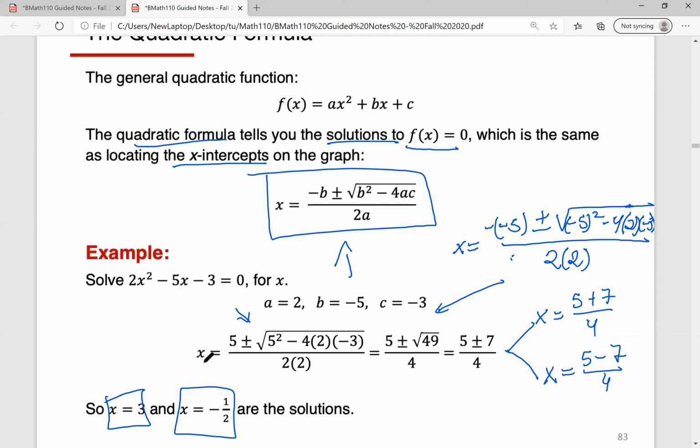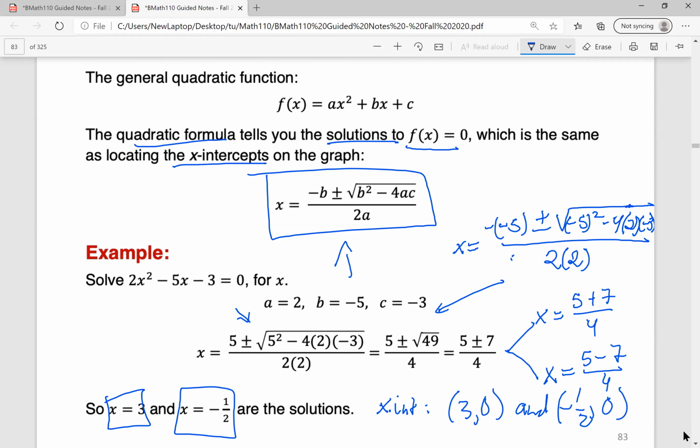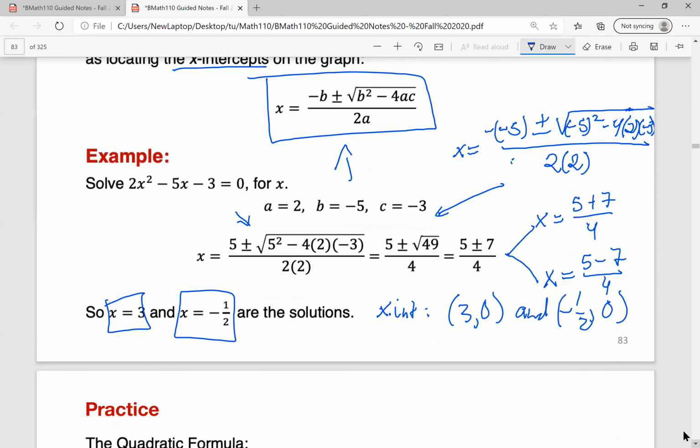All right, so what does that mean? That means you will have the x-intercepts. You will have 2 x-intercepts: (3, 0) and (-1/2, 0). Okay, so let me move down.